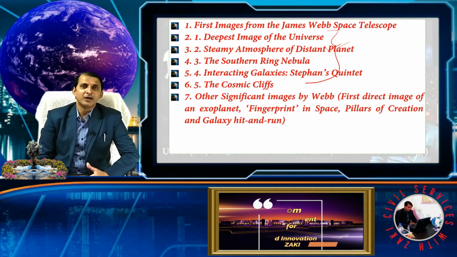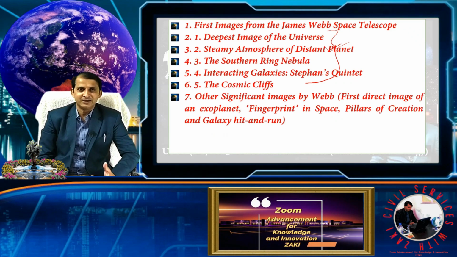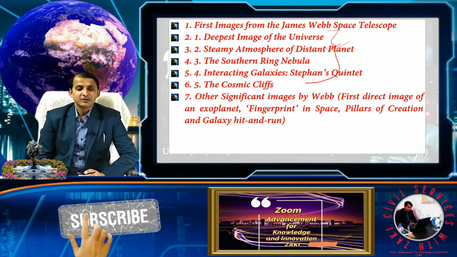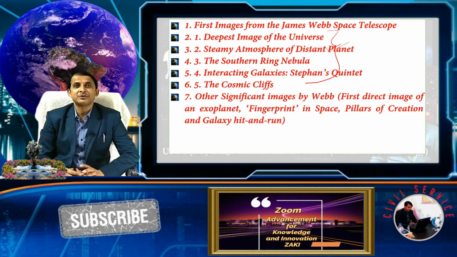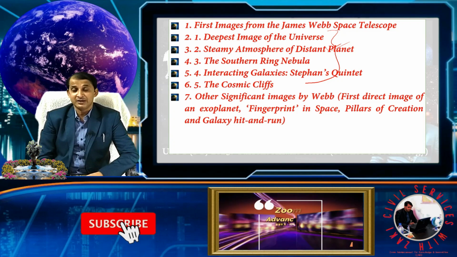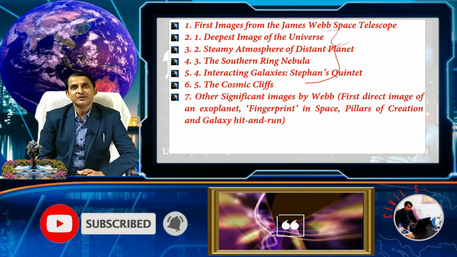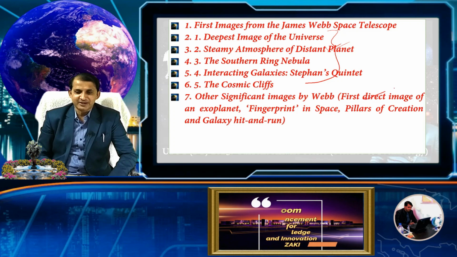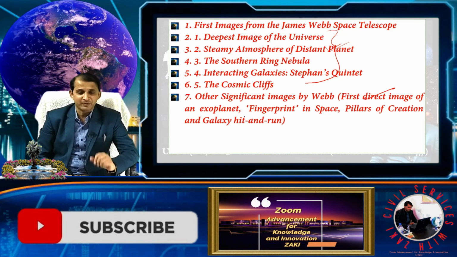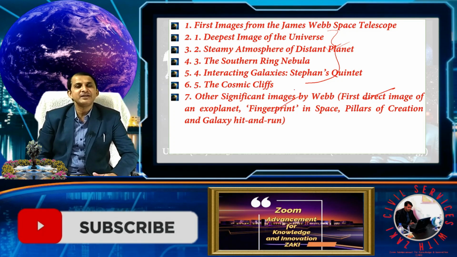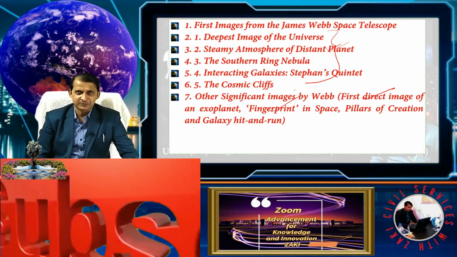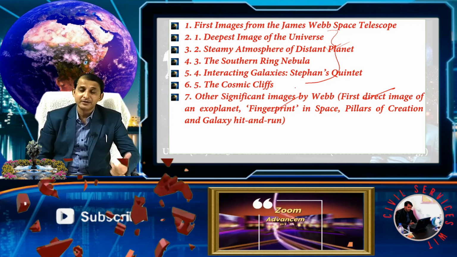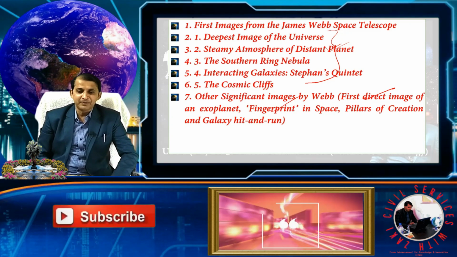As you know, now we are in 2023, so more images have been taken by the James Webb Space Telescope, revealing the secrets of the cosmos. Other significant images are the first direct image of an exoplanet, and the fingerprint in space, also known as the cosmic fingerprint. We also discuss what the cosmic fingerprint is.